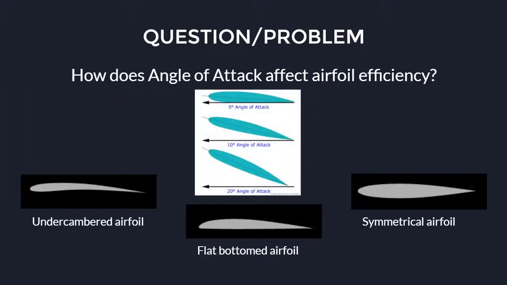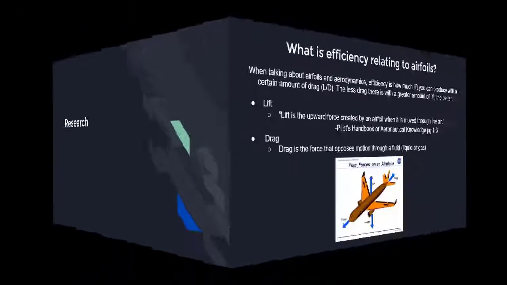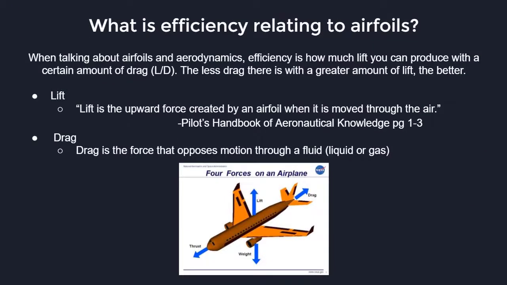Angle of attack is the angle at which the airfoil faces the air it is moving through. This is some of my research. Airfoil efficiency is the amount of lift an airfoil produces over how much drag it produces. Lift is the force that makes airplanes go up. Drag is the force that opposes motion through a fluid.